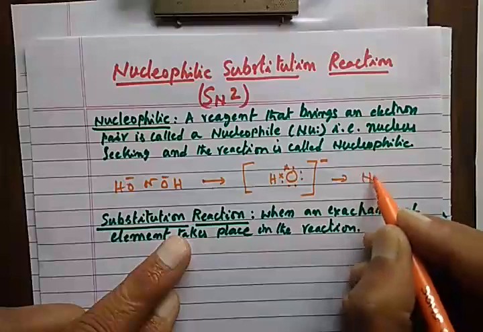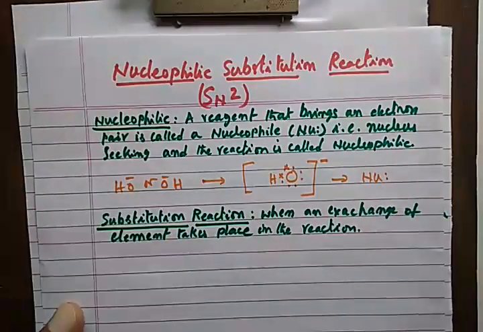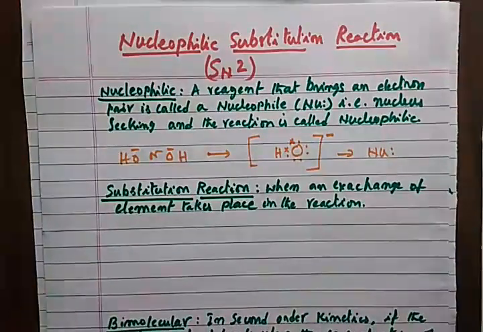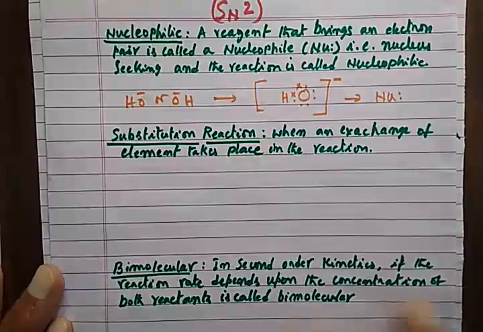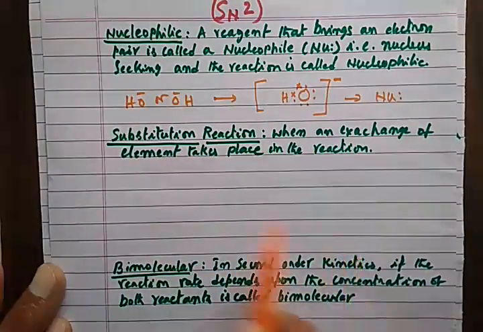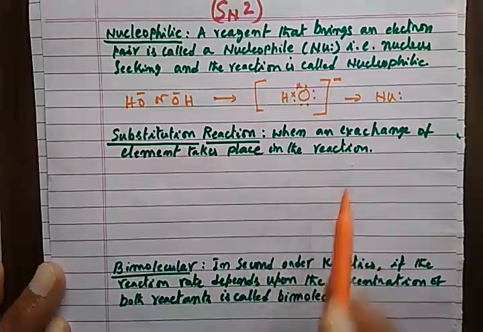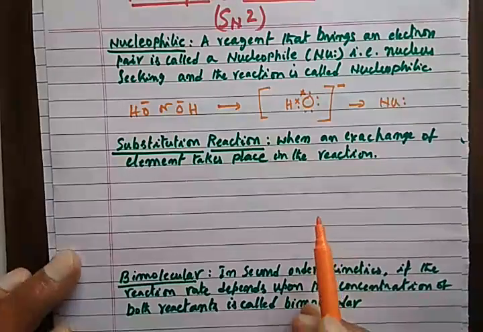So this is represented as Nu with a colon. It is a negatively charged ion and it is seeking a nucleus. Then substitution reaction. This is very simple. When an exchange of element takes place in the reaction, then it is called a substitution reaction. So here I am going to explain with an example.